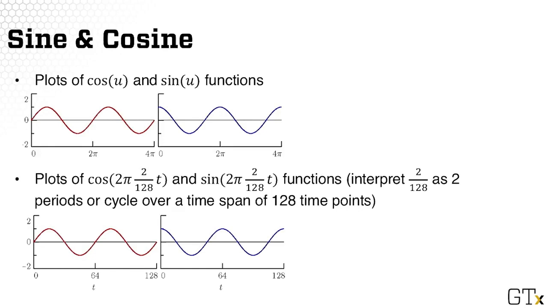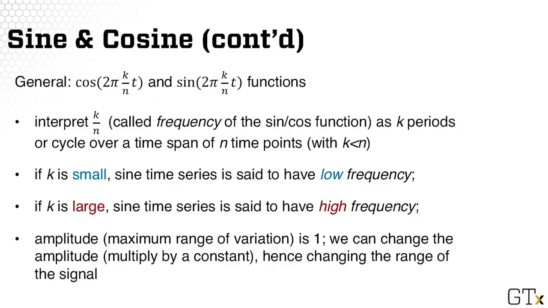In the bottom plot, the number of time points is 128, and the repetition of the signal is twice. That is, we have two cycles or periods over the time period with 128 time points. What do the sine and cosine have to do with time series? In this last example, we can think of t as time. To generalize, consider the functions cosine and sine of 2 times pi times k over n times t, with t indicating time. Then we have a signal with k cycles or periods within n time points. k over n is called the frequency of the signal, since it is the frequency of the cyclical pattern.